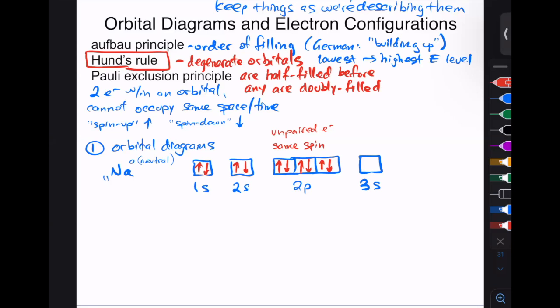That's going to be the 3s orbital. And again, this one could be spin up or spin down. It doesn't matter, but there's only one left to place. So that's the orbital diagram that describes sodium.